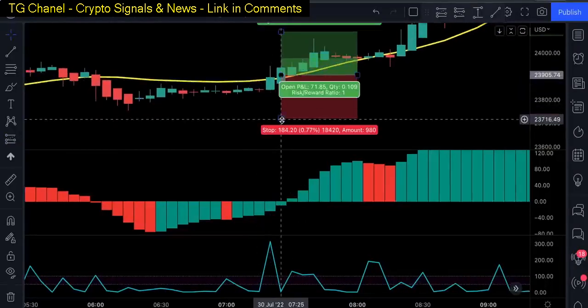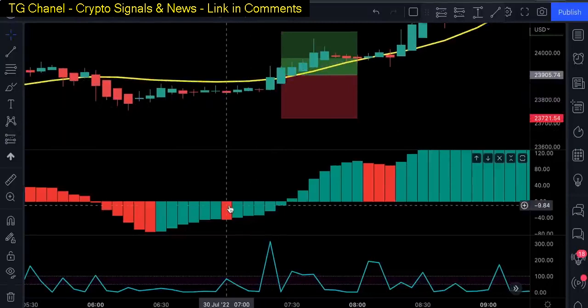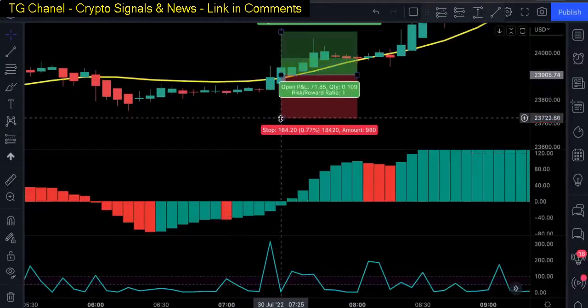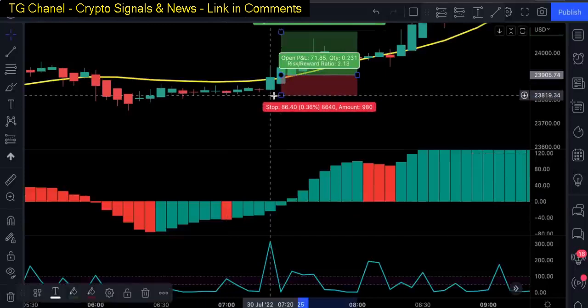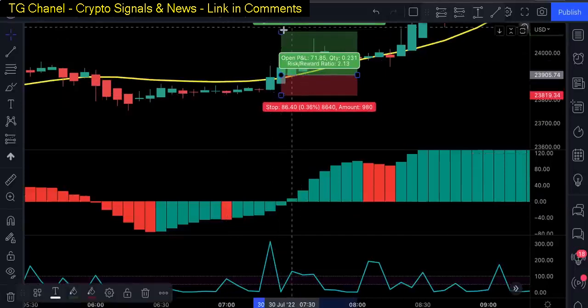We're going to place our stop loss at the low of the candlestick the Awesome Oscillator printed the most recent red bar on. Our take profit target will be set at 2 times the risk.